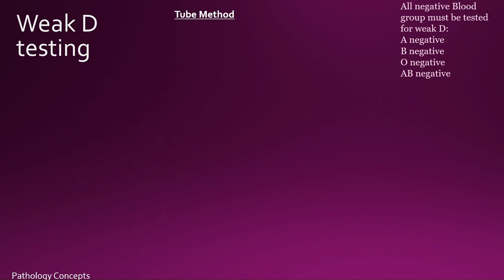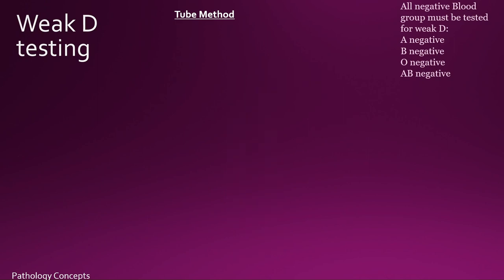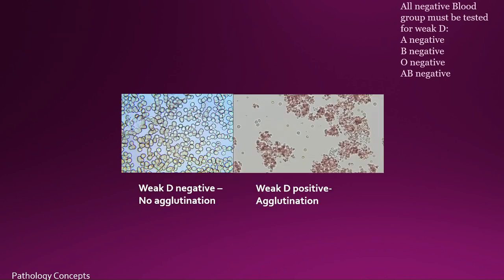Incubate for 30 minutes, and after 30 minutes, wash with normal saline 3 to 4 times. After that, add 2 drops of anti-human globulin to each test tube. Centrifuge for 1 minute and check for agglutination under the microscope. If agglutination is absent, then we can say it is a true negative blood group and weak D is negative. But if the agglutination is present, then we can say that the blood group is weak D positive.